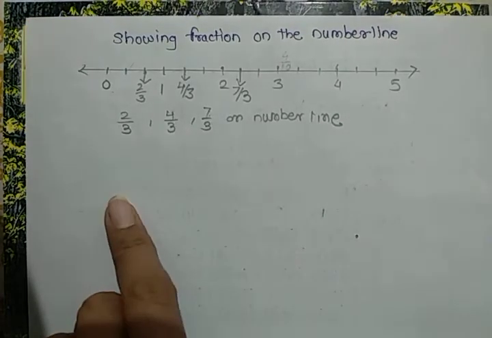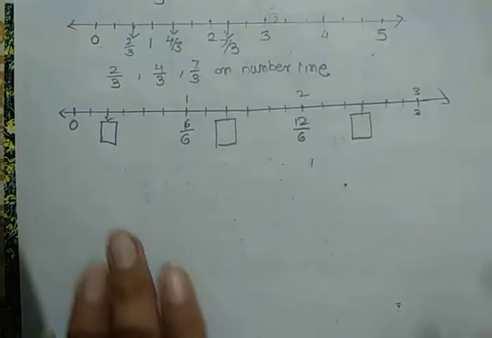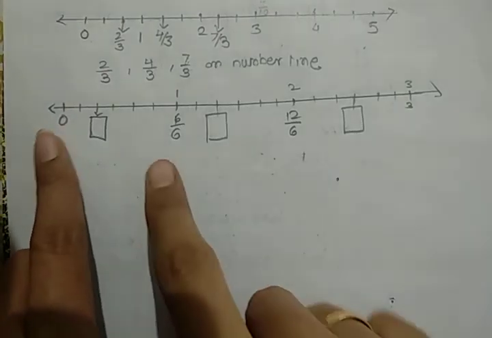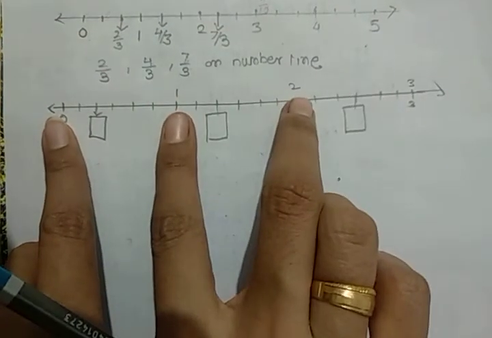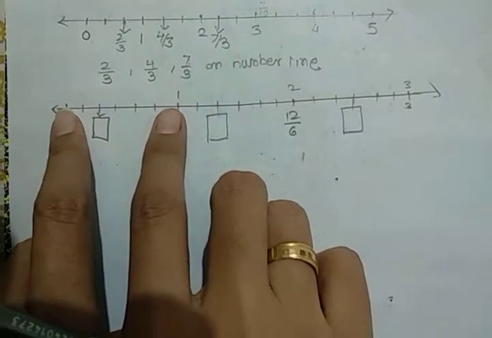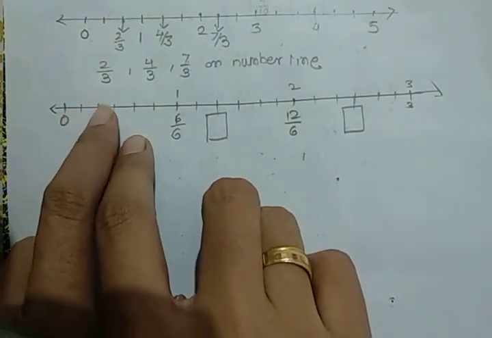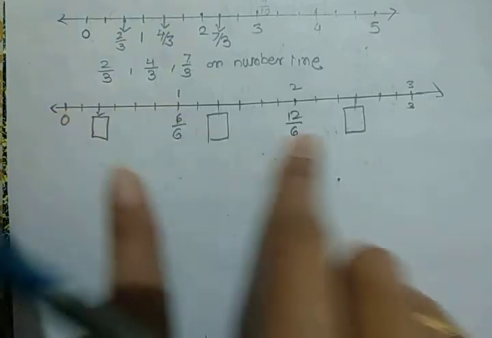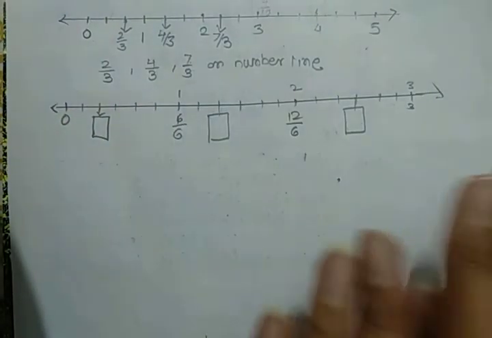Let's see the next question. Let's see this number line. What fraction do the points show? Write into the box on the number lines below. Let's see here. This is 0, 1 and 2. In between two digits, here 1, 2, 3, 4, 5 and 6, 6 equal parts are there. It means that number has denominator 6.